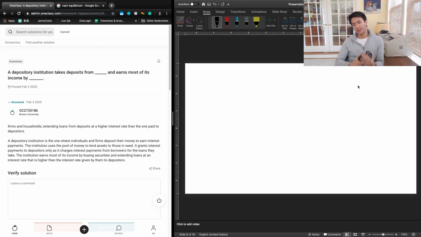The next question says, a depository institution takes deposits from blank and earns most of its income by blank. So a depository institution is just like a commercial bank, right? And a commercial bank might be Citibank, Capital One, PNC, Chase, any commercial bank, which is not really investing the money that it receives, right?